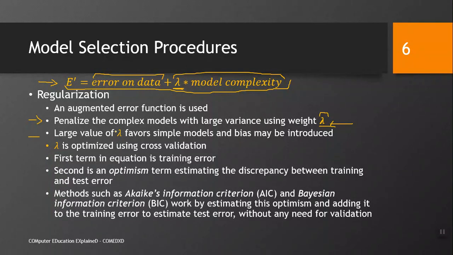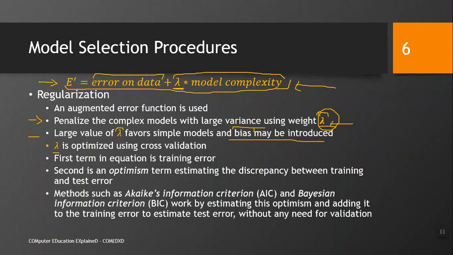A large value of this lambda favors simple models, and bias may be introduced. Again, when we penalize the large models, this is actually an effort to convert the complex models into the simplest models, or we suppress the complex models to behave like the simpler models. And we have already seen in the previous lecture that simpler models have higher bias and lower variance.